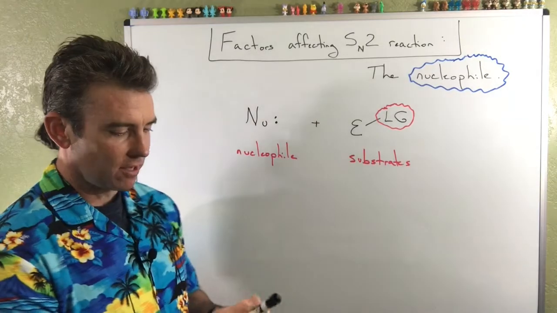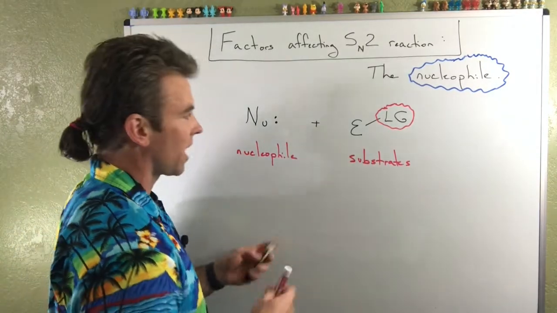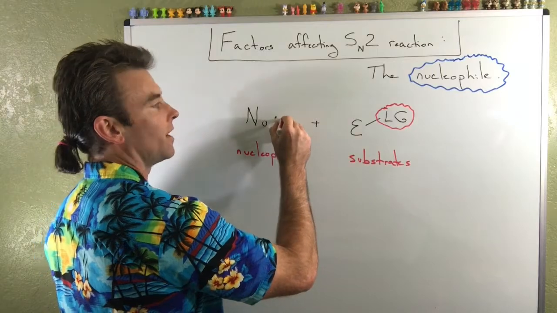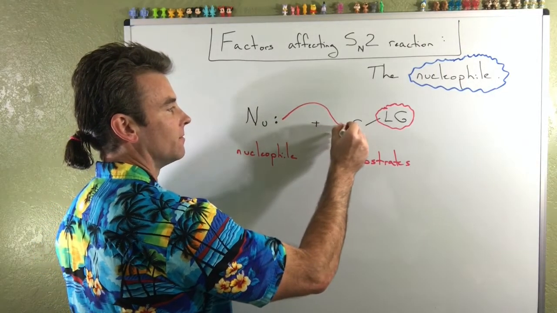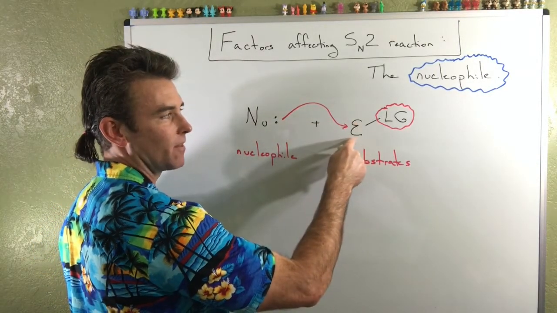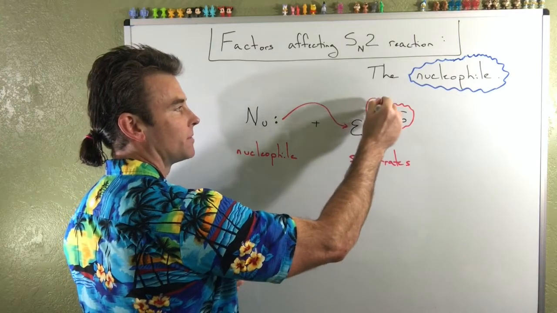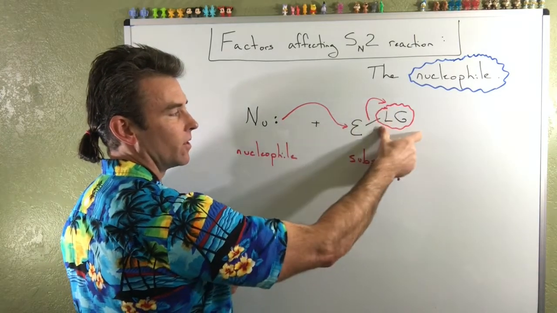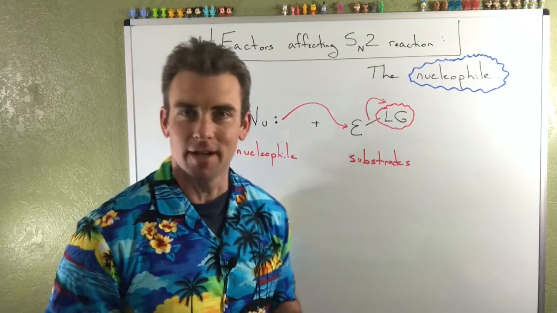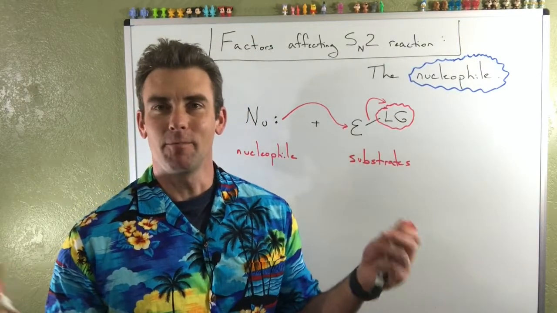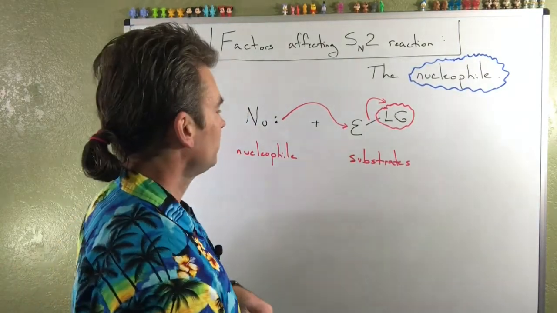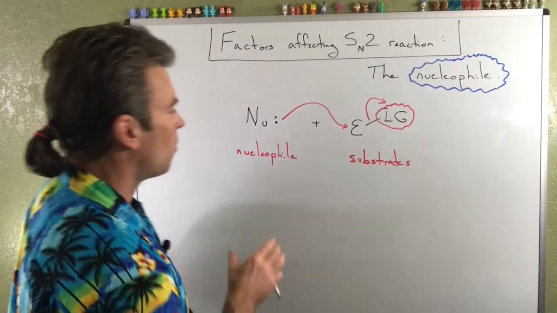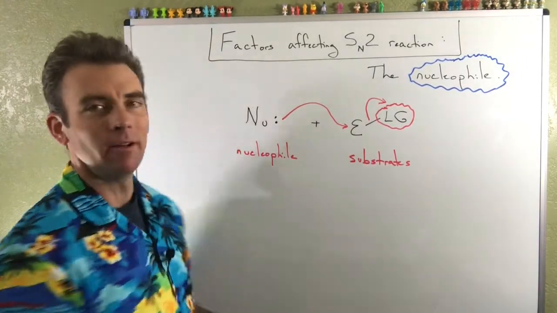So remind yourself that the way that these things react is that the nucleophile reaches out in an SN2 reaction, attacks the back side of that carbon, and then pops open this bond so that that leaving group does what a leaving group does. Leave. Pretty brilliant, right? So let's focus in on what makes a good nucleophile.